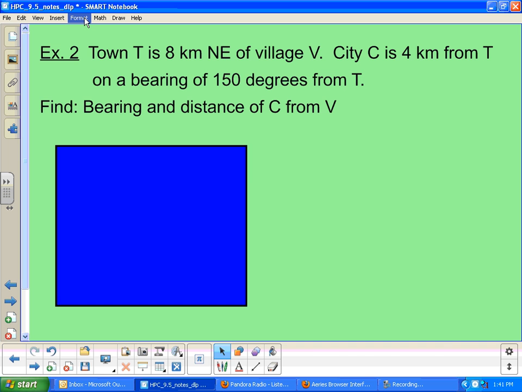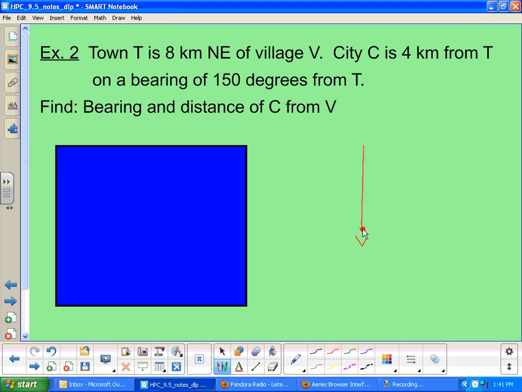I want you to start with just a point that represents, in this case, we're going to start at village B. So I'm going to just put a point on my paper somewhere, and that's village B. So I'll put a B. And then from that point, I want you to draw a vertical line. Who cares how long it is right now? You're just going to draw a vertical line.